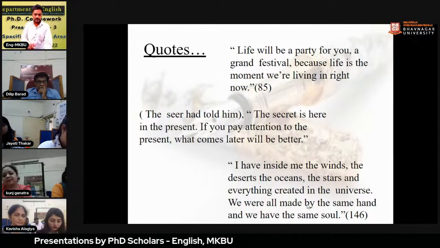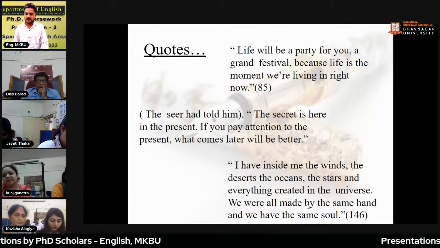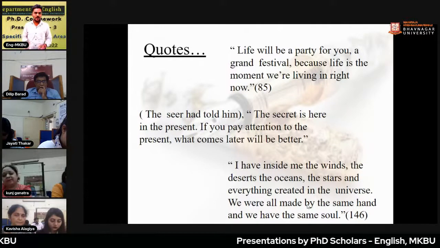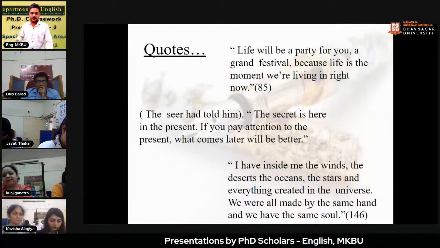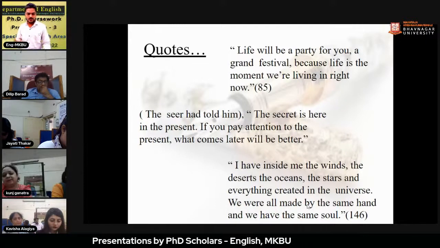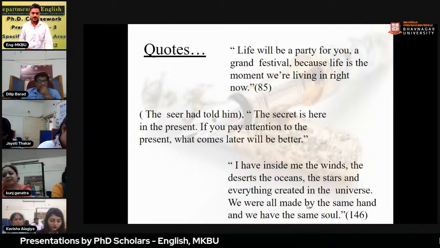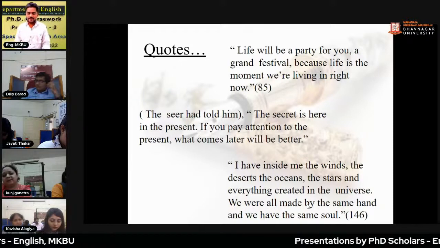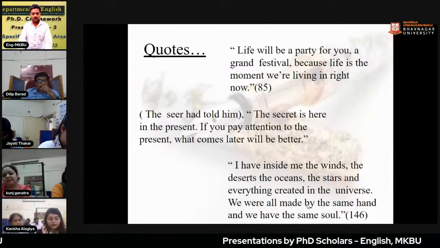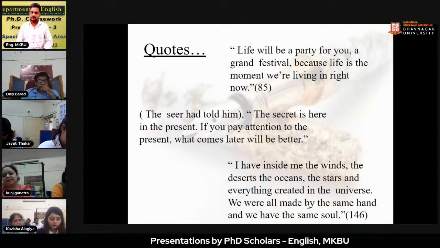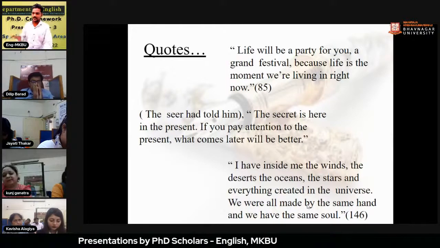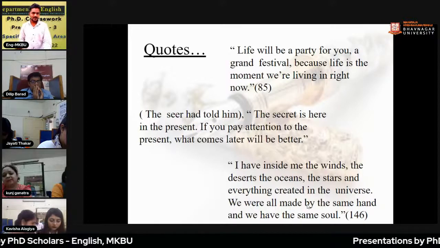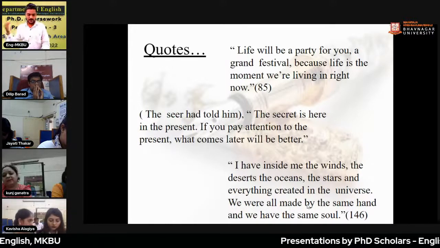And at last he said, I have inside me the wind. We cannot find it in the world. Everything is within. Winds, the desert, the ocean, the stars, and everything created in the universe. We were all made by the same hand, and we have the same soul. So this is the universal theme, that we are all made by God. There is something greater than us.